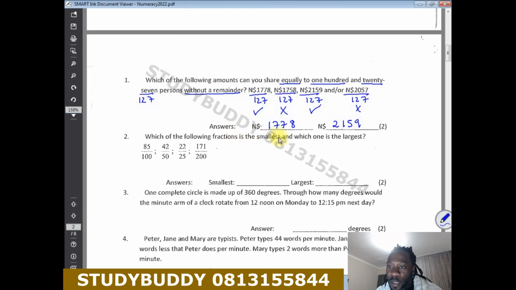Which of the following fractions is the smallest and which one is the largest? Whenever you get questions like this, sometimes they bring fractions and decimals, sometimes it's just fractions. If it's fractions, the easiest way is to make all the fractions the same denominator. So you always choose the highest denominator, which in this case is 200. So we want to convert the first, second and third ones to be out of 200. How do we get 100 to become 200? We multiply by 2.